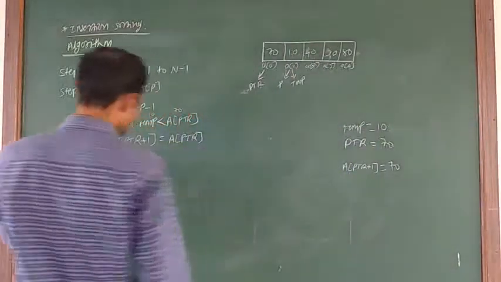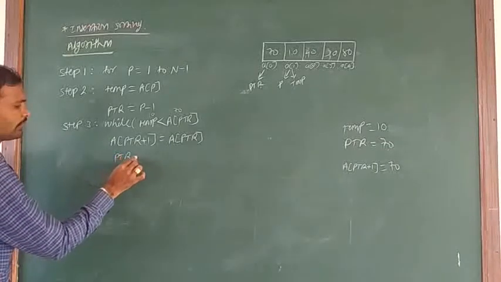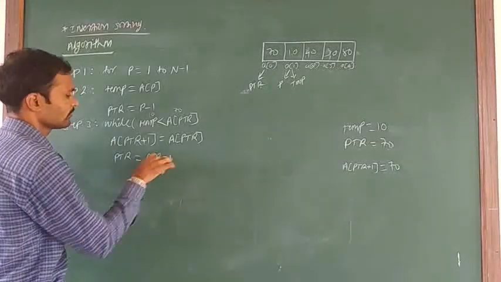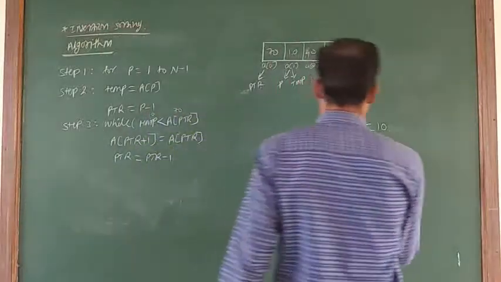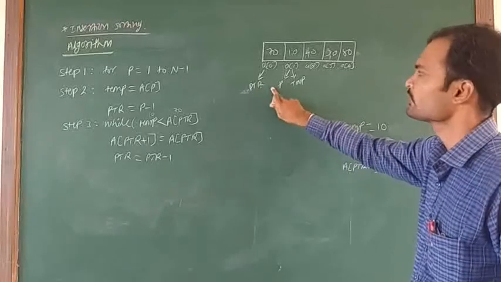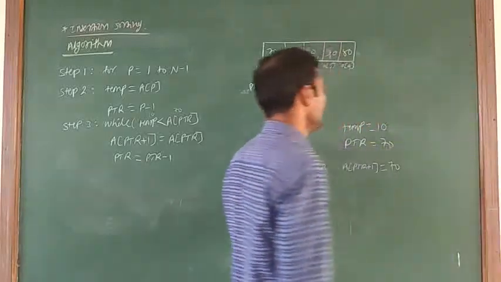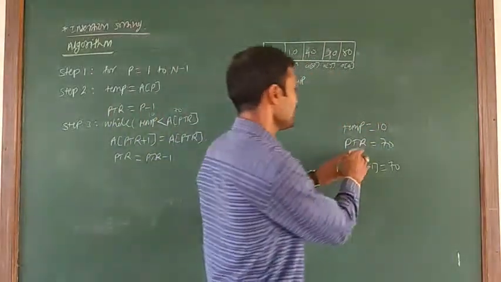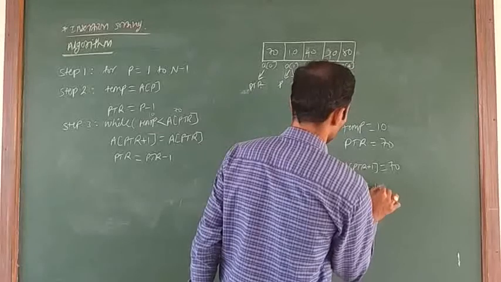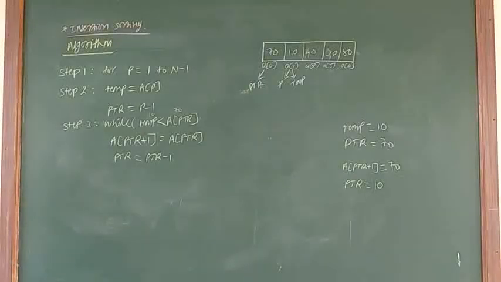Then the next statement: PTR is equal to PTR minus 1. Okay. That is, the value shifts, PTR becomes PTR minus 1. Now PTR is how much? 70. So it becomes 10. The values will get exchanged. Values are just exchanged.